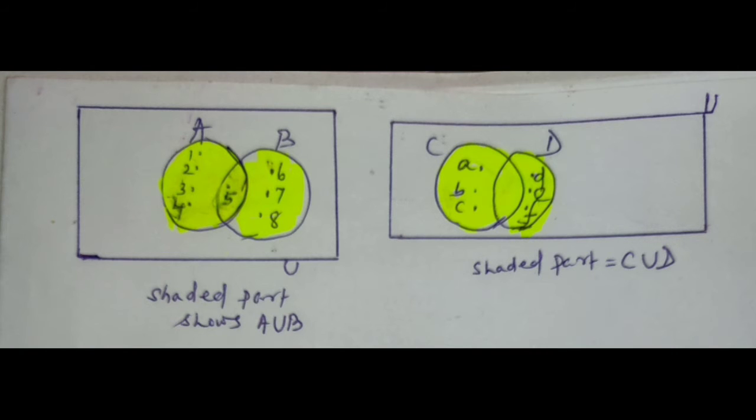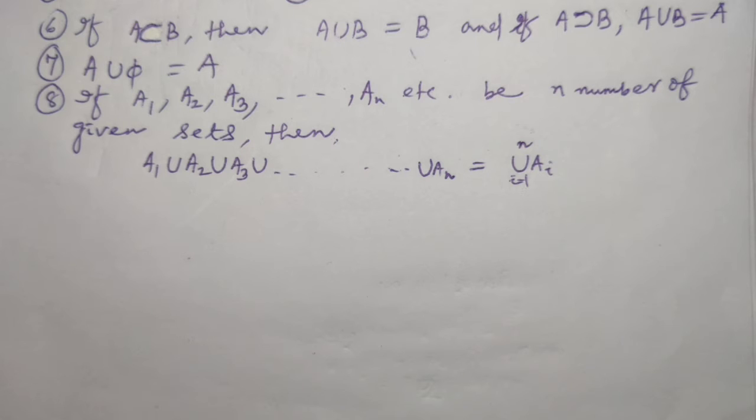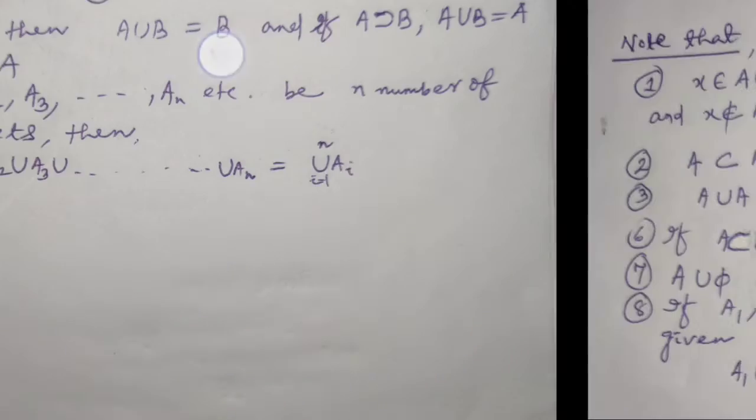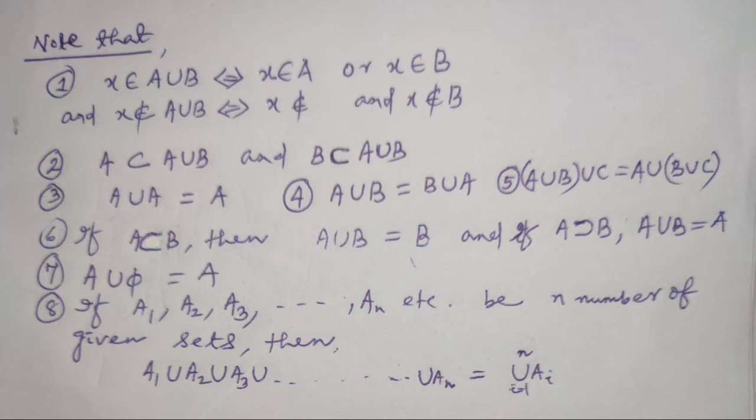Look at the Venn diagram. Here the shaded portion shows the set A union B in the first figure, and the shaded portion shows the set C union D in the second figure. It is to be noted that x belongs to A union B implies and is implied by x belongs to A or x belongs to B, and x does not belong to A union B implies and is implied by x does not belong to A and x does not belong to B.